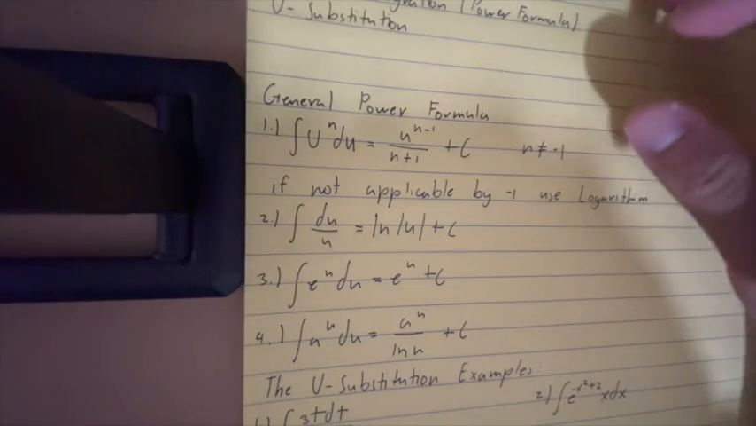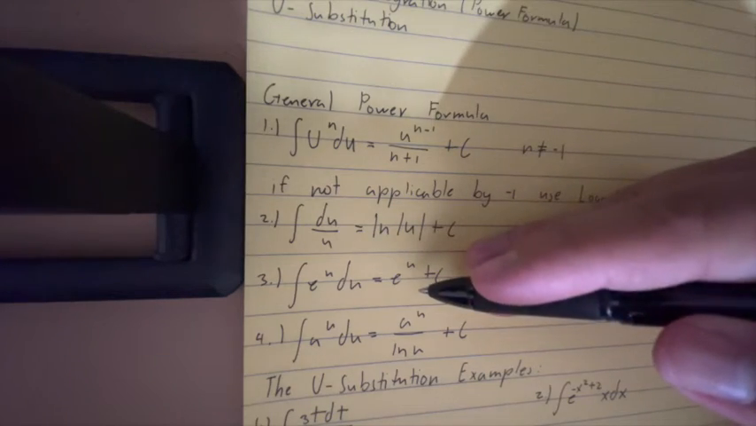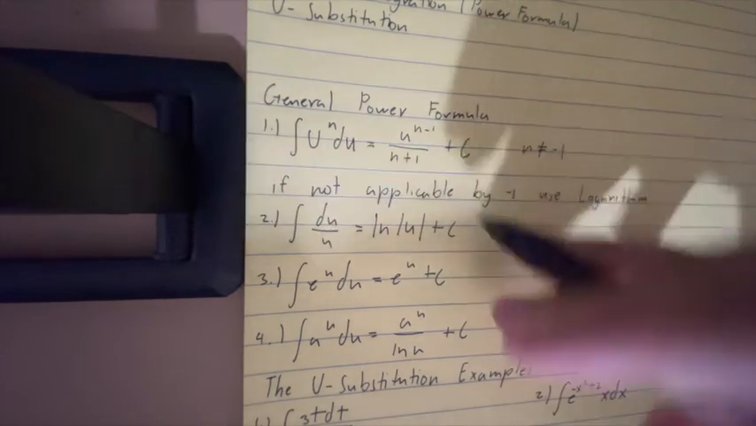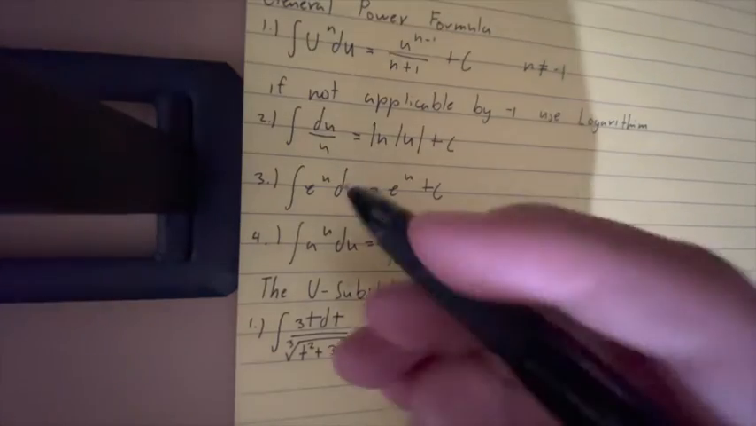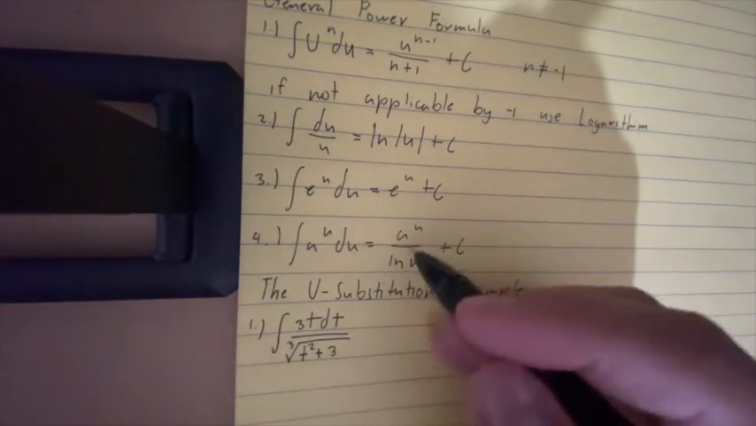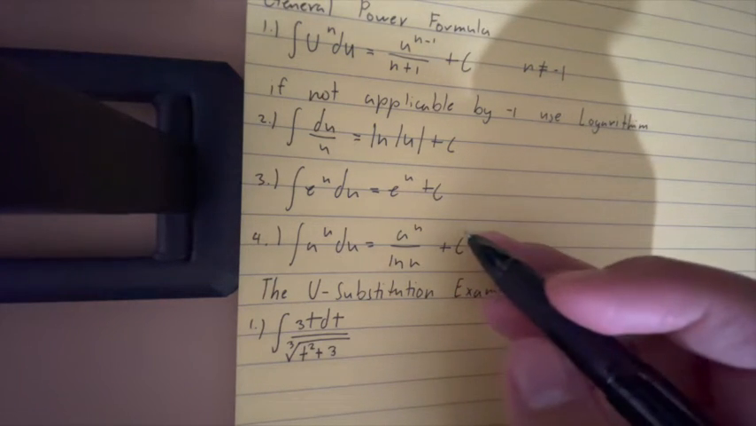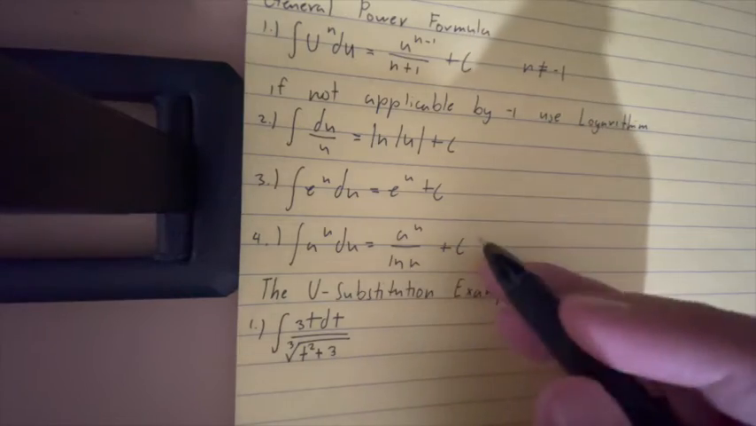The other one is the integral of e raised to u du equals e raised to u plus the constant. Lastly, the integral of a raised to u du is equal to a raised to u over ln a plus c.